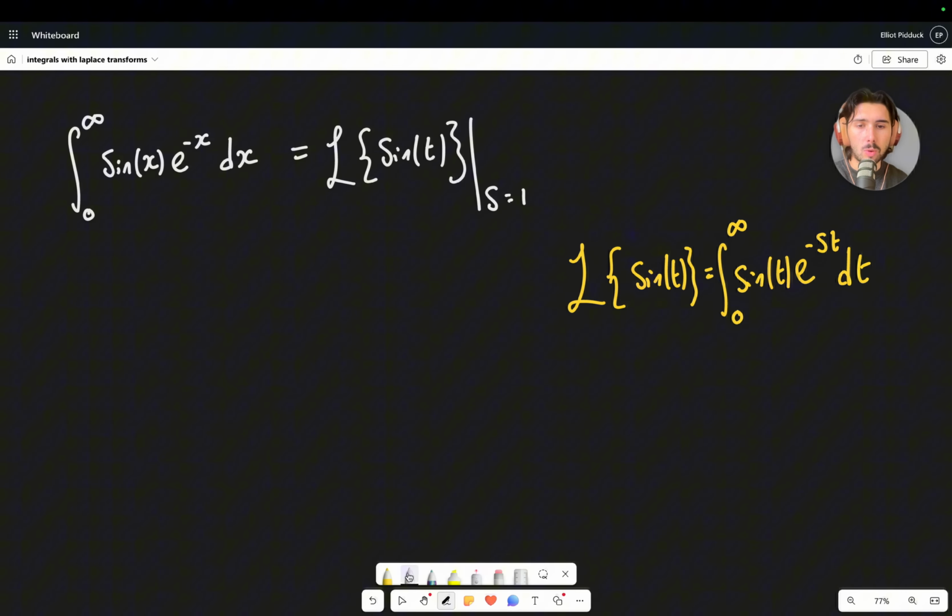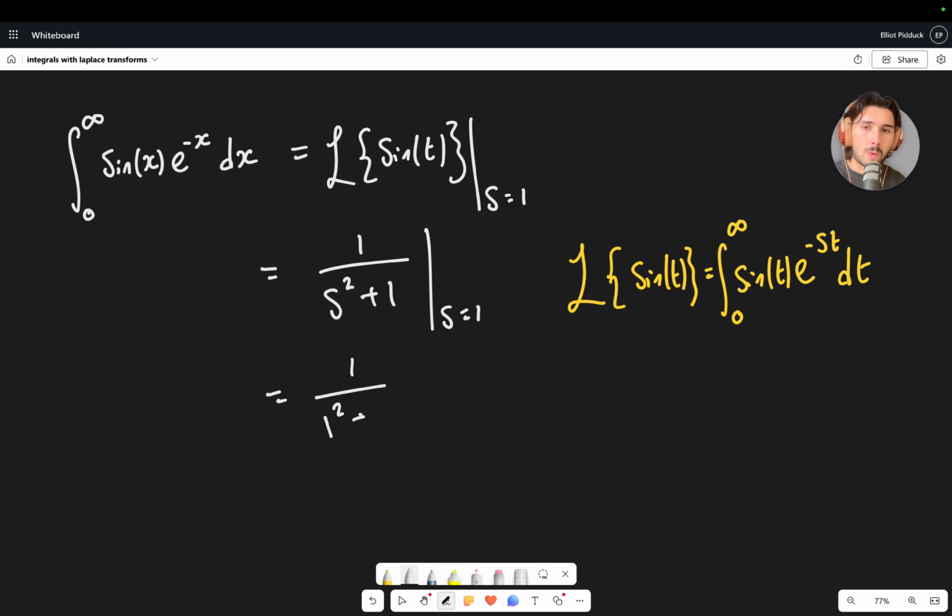So let's actually do this one. It looks like the Laplace transform of sine t evaluated when s is 1. And remember, that's when s is 1 because here we've got e to the minus st, or x, whatever the variable of integration is, and here we've just got minus 1. So s is the number 1. Let's write down what the Laplace transform of sine t actually is. Remember, that's 1 over s squared plus 1. And we're evaluating that when s is the number 1. So this is equal to 1 over 1 squared plus 1, which is of course 1 over 2.